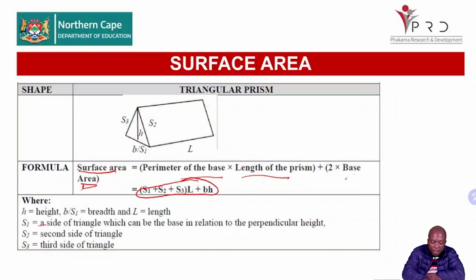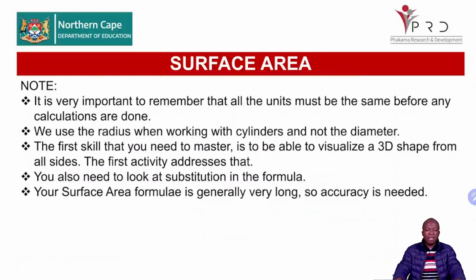So when we talk of S1 here, we are talking of what? Side of a triangle, which can be the base in relation to the perpendicular height, or S2 will be the second side of the triangle, S3 will be the third side.